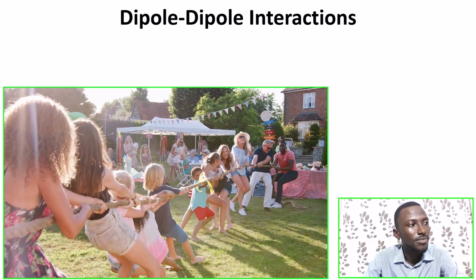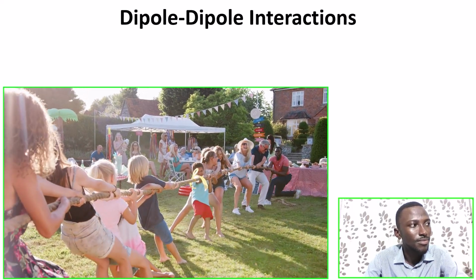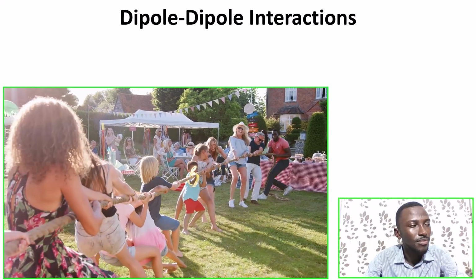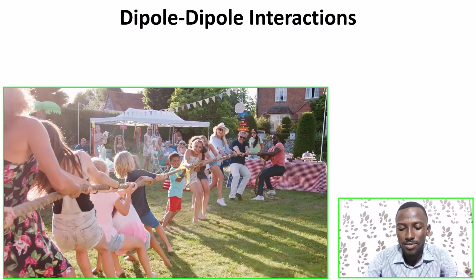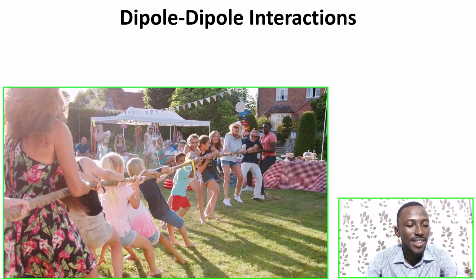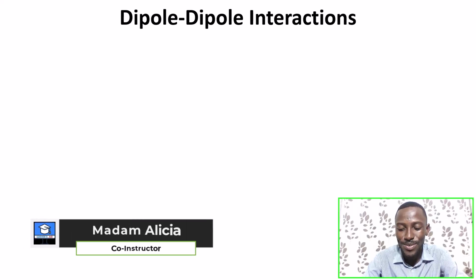The group or the person is able to pull the other person to the side or to cross the line to get to the other person's side. That person has won. So that means the stronger group pulls the weaker one. Okay, so that's tug of war.